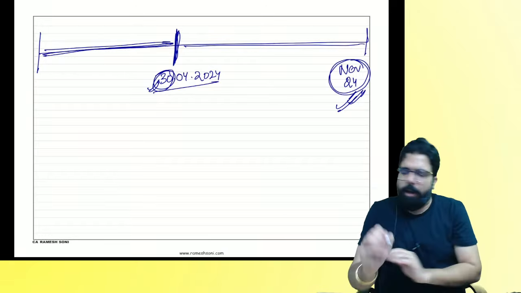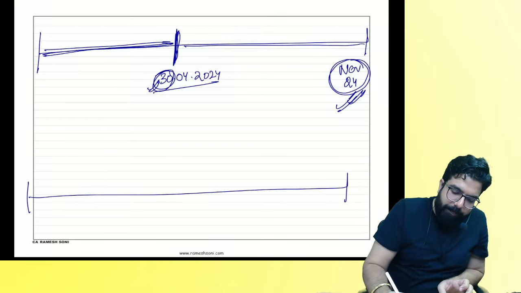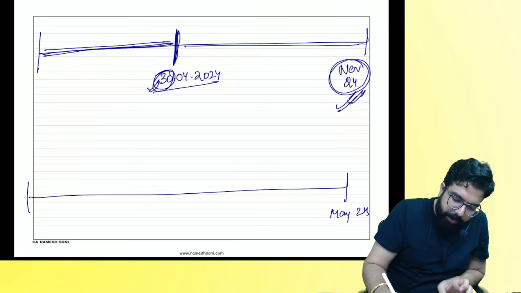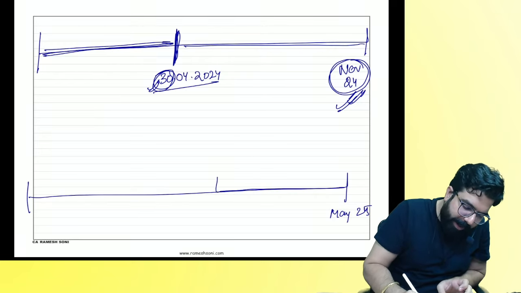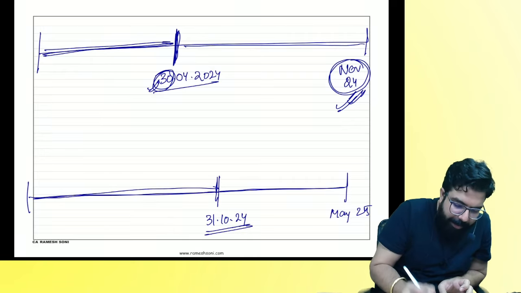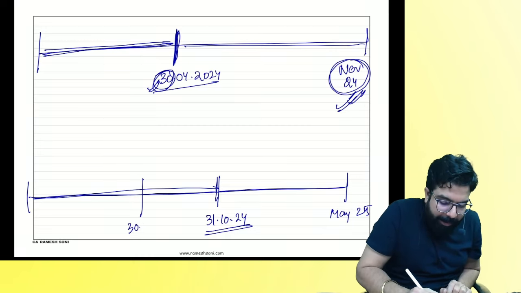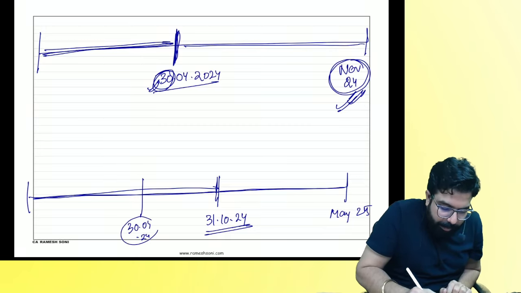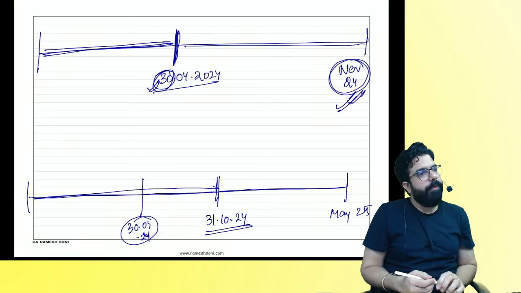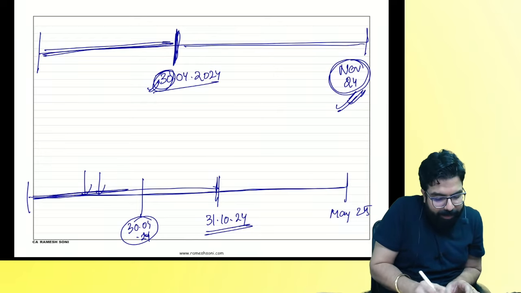Now, there might be some students who are writing their exam in May 25. Can you tell me what date is 6 months prior? 31st of October 24. Any amendments before this will be applicable to them. But tell me, in the class we are discussing amendments till what date? 30th April 2024. All the notifications and changes which come before this, we will discuss in the class.